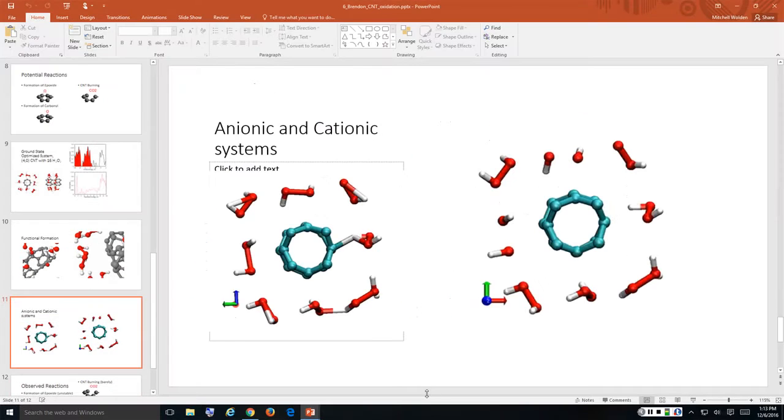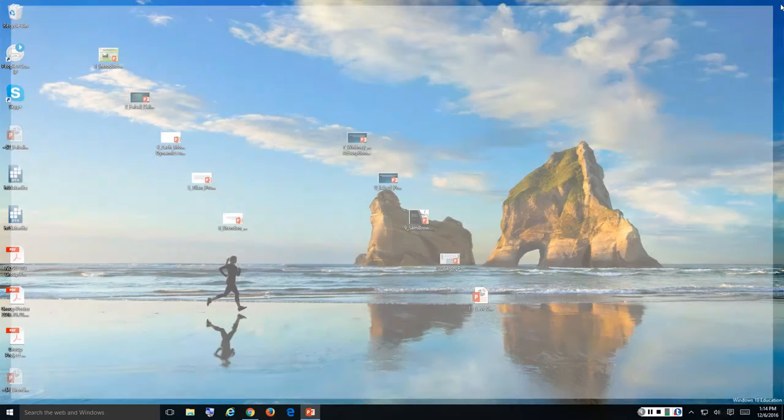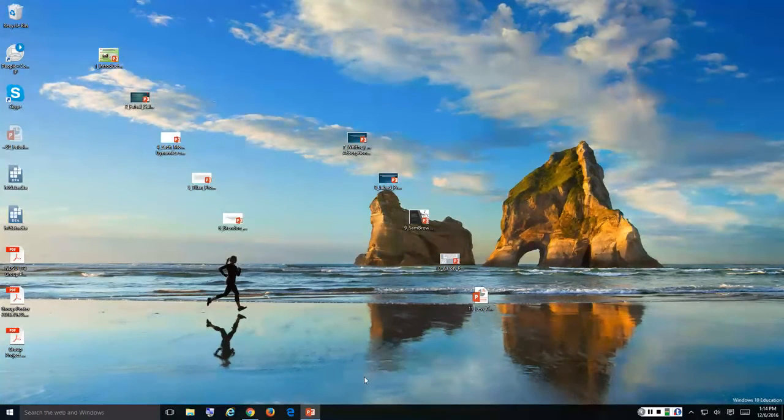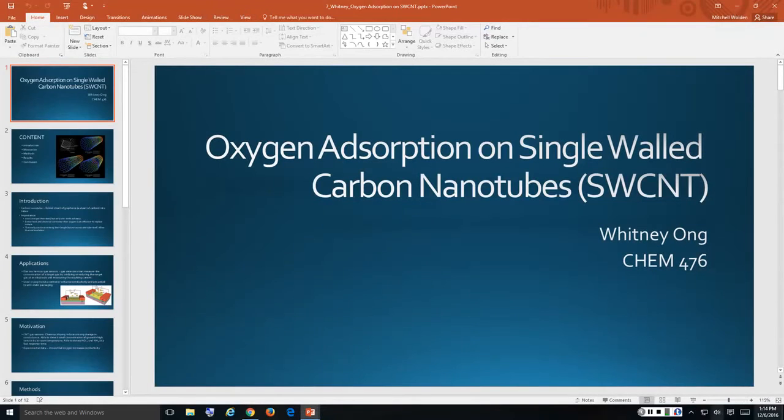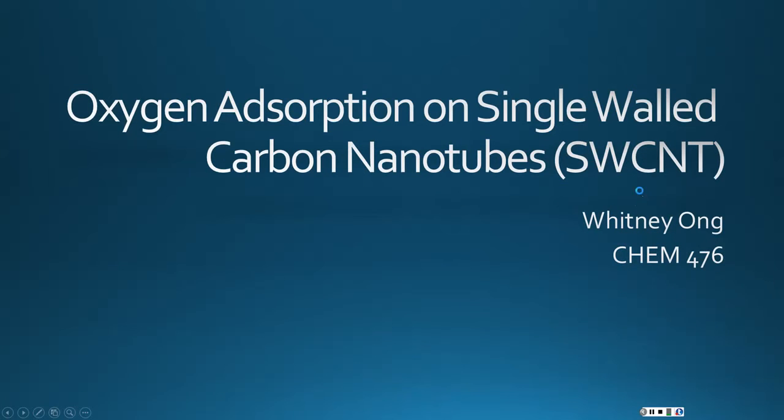And the next presentation continues the subject of the electronic properties of functionalized carbon nanotubes. The presenter is Whitney. She will look more at the electronic structure side of carbon nanotubes functionalized by oxygen.